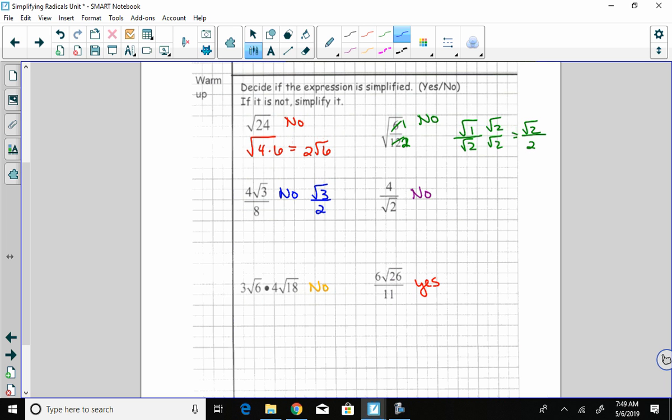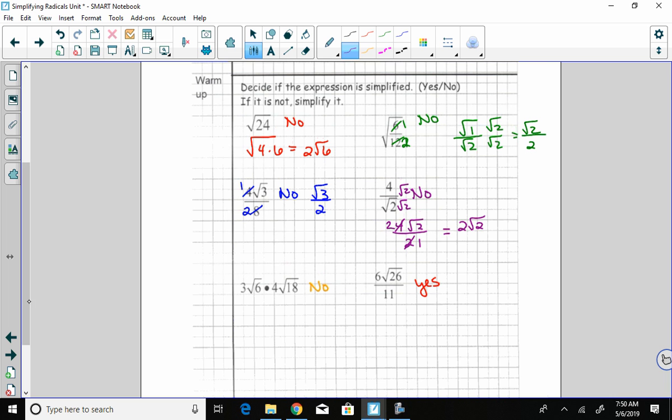Next, I have the answer is no, and I just reduced. 4 goes into itself once and into 8 twice. Then we've got this next one. I have to multiply both the top and bottom by the square root of 2 to rationalize the denominator. So I get 4 square roots of 2 over 2, but I can reduce that fraction. So I end up with 2 square roots of 2.